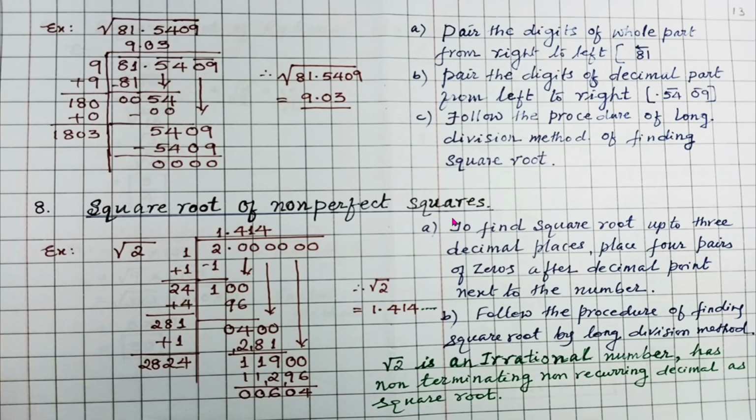Square root of non-perfect squares. Now you know that 2 is a non-perfect square, rather root 2 is an irrational number. Now to find out the square root of 2, we can go by the long division method. Now we have to decide how many decimals we want.